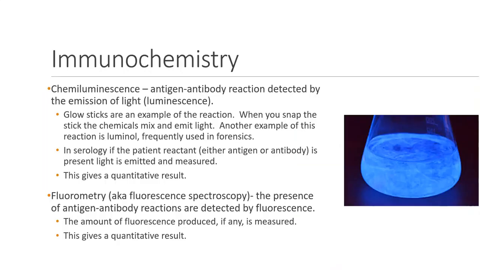We're going to talk about two techniques used in immunochemistry. The first is chemiluminescence. This is an antigen-antibody reaction detected by the emission of light, luminescence. Glow sticks are the perfect example. When you snap the stick, the chemicals mix and emit light.